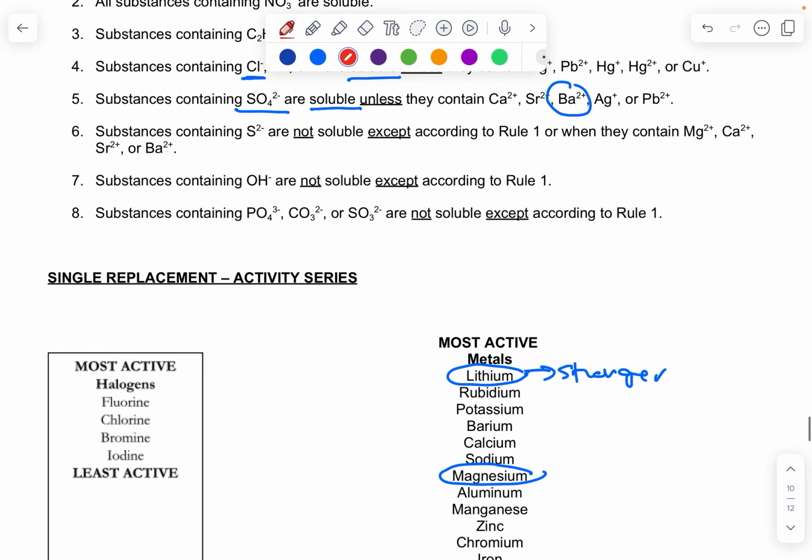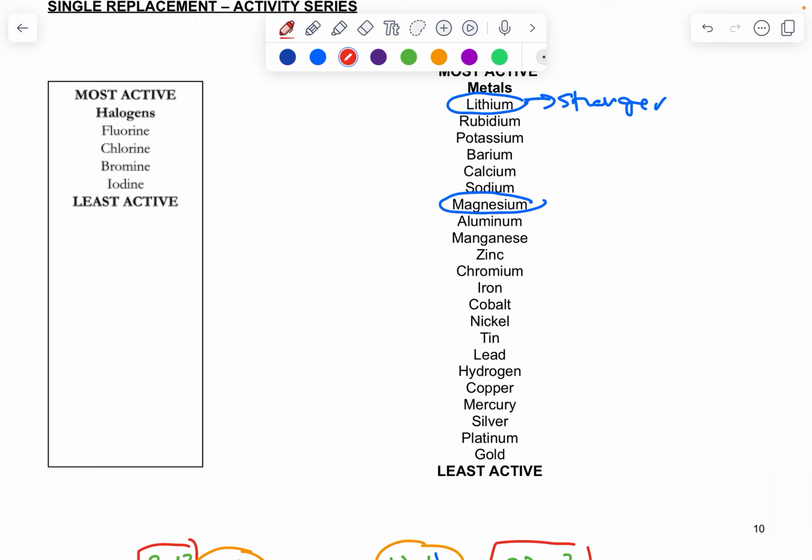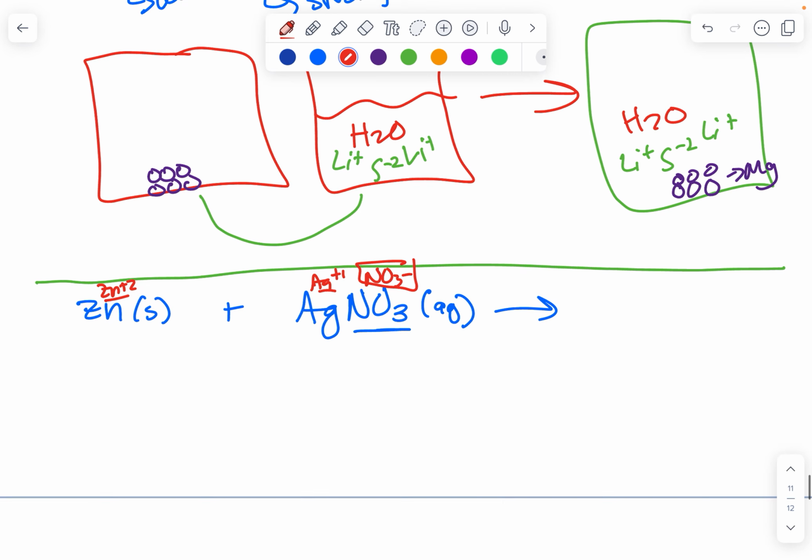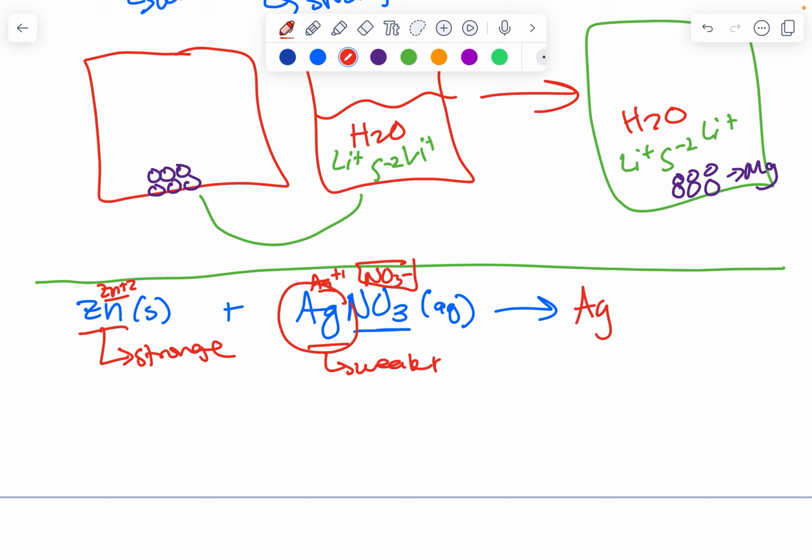So let's go up here and we look up zinc and we look up silver. So here's silver down there, here's zinc. So zinc this time is the stronger one. So we go here, this is the stronger and this is the weaker. So this time zinc is going to kick out the weaker one. So silver gets the boot and is going to be by itself. It's a solid. And then what's left is going to be zinc with a +2 charge, nitrate with a -1. So it'd be Zn(NO3)2. Nitrates are always aqueous, so this would be aqueous.